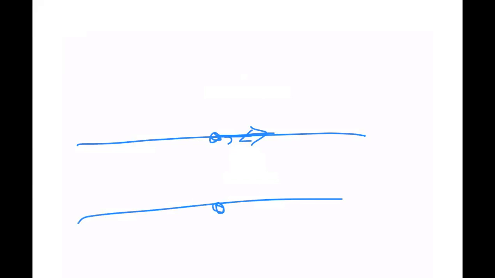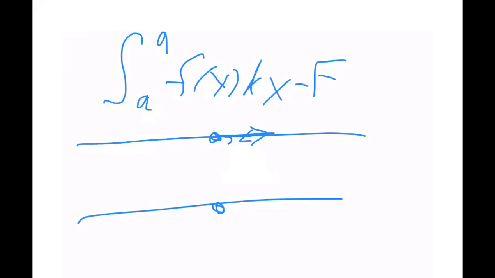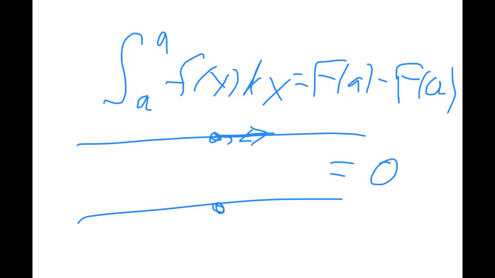So if you want to do calculus, the analog of Stokes' theorem on the line is the integral from a to a of f(x) dx is equal to F(a) minus F(a), which equals 0. This is not a particularly exciting theorem. It's not that exciting because there really is no interesting closed curve in the line.